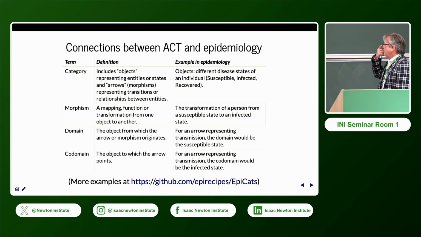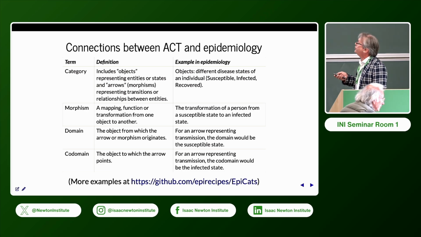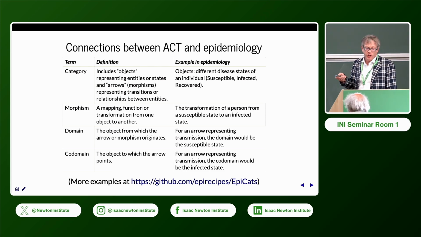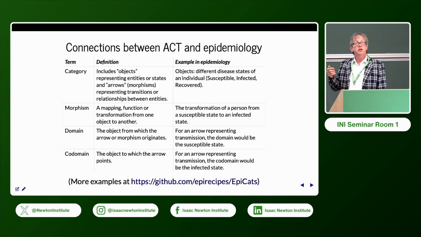So here are a few concepts from category theory and how they could fit into epidemiology. One is, what is a category? Well, a category includes two things. It includes objects, and an object could be a different state of an individual, like susceptible or infected, and morphisms, things that change one thing to another thing.